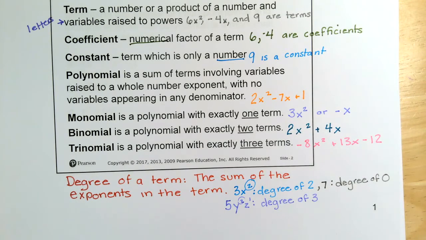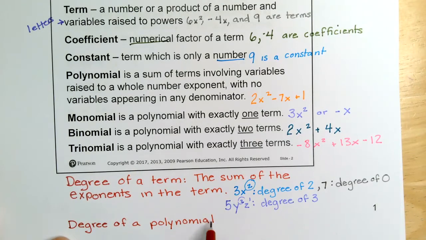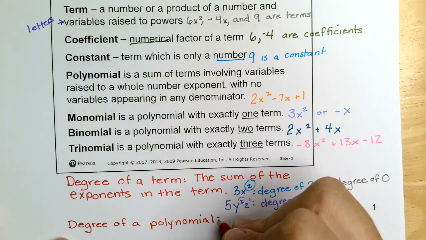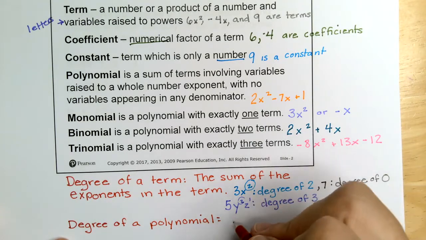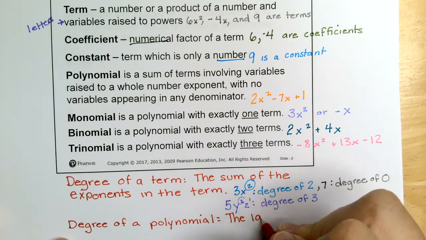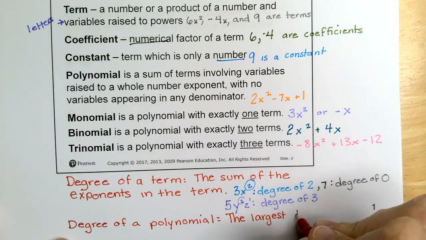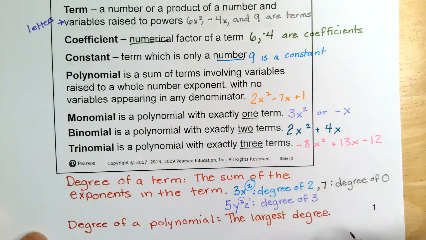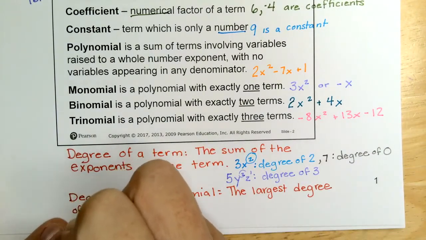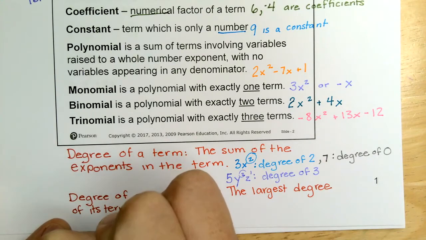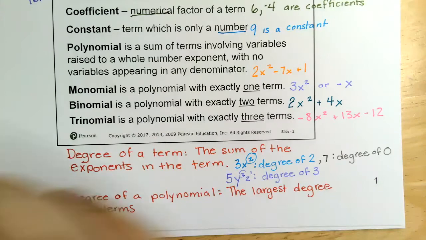Then the degree of a polynomial is also important. It is the largest degree of its terms.